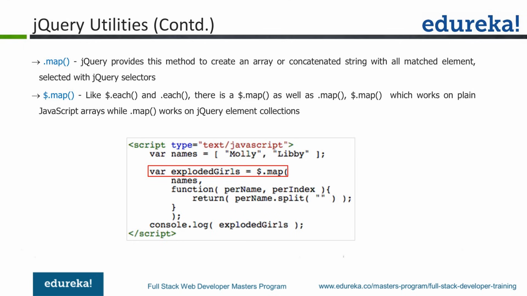You did not want to change the original one, but you wanted to create a new one which just had some sort of modification or alteration to it. That is where $.map comes in.